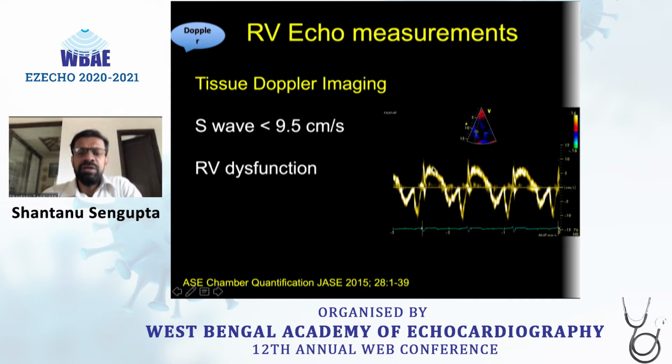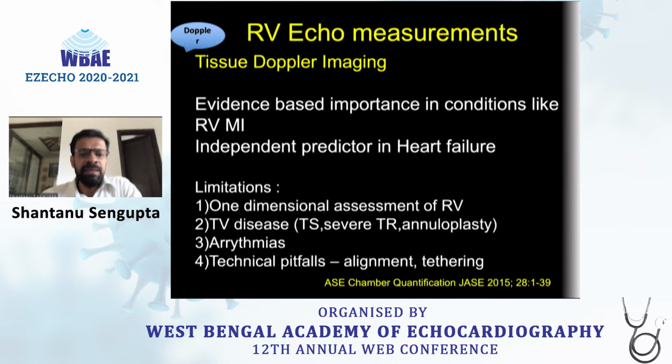Tissue Doppler imaging, looking at the RV S prime, is an important measure that can be done regularly. The cutoff has changed from 10 to 9.5. Anything less than 9.5 is an indicator of RV dysfunction, a very useful entity in following up patients. But it has limitations. It is a one-dimensional assessment, should not be used in patients with severe TR or after surgery, and cannot be picked up in patients who have arrhythmias. But it is an important entity, and it can be an independent predictor of RV dysfunction in patients with heart failure.